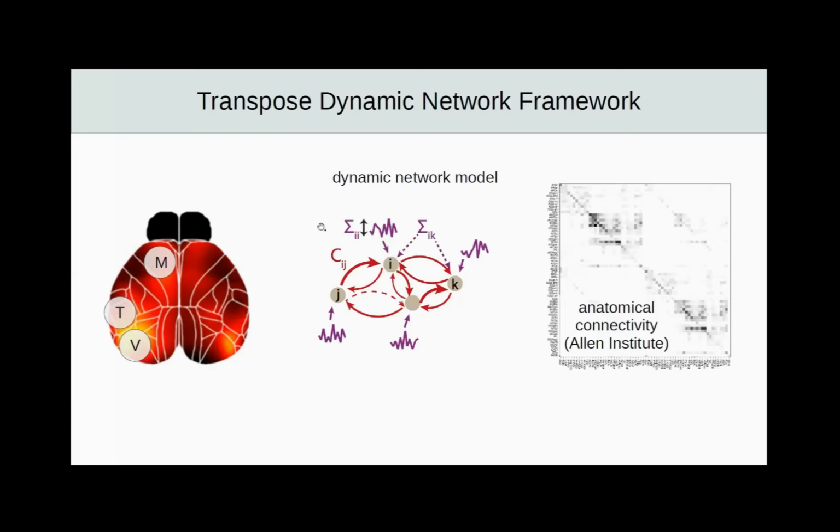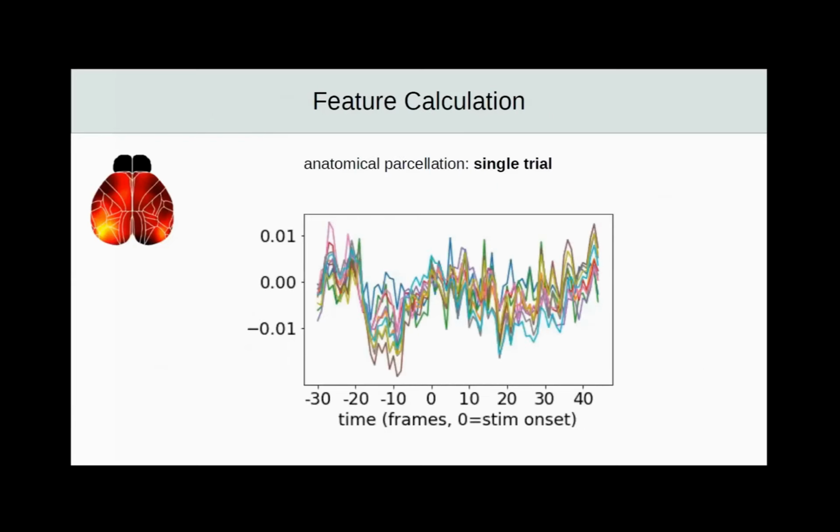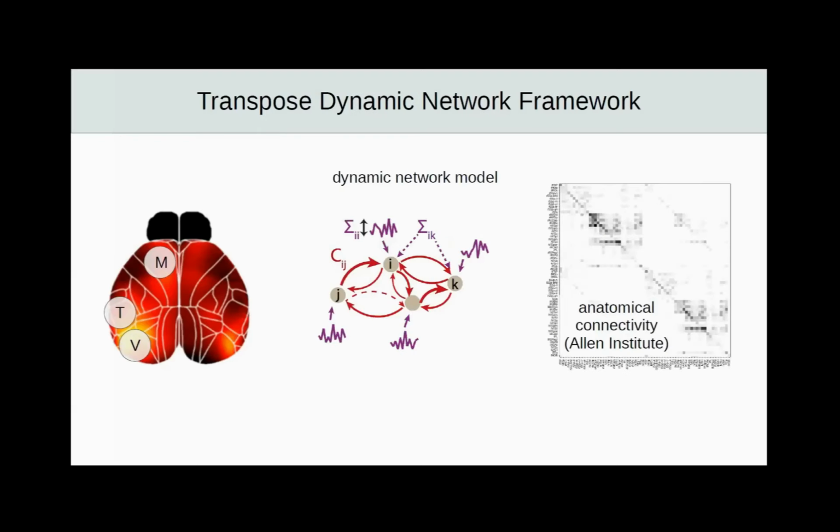And for that, we also want to incorporate some anatomical connectivity that we can also get from the Allen Institute. So in order to tune this model, like the models before, we need to calculate the covariances or the correlations that I mentioned, with lag and without lag, to do the optimization of the model.